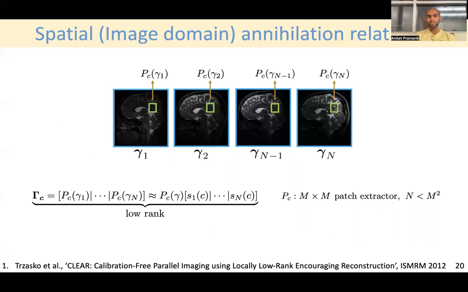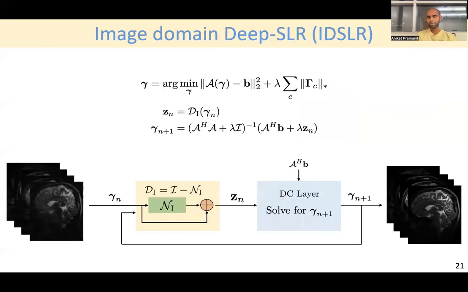So let's look at image domain annihilation relations. Suppose you have n coil images gamma 1 to gamma n, and you are looking at patches centered at C of dimension m by m. So you extract patches, and if you assume the coil sensitivity is smooth in that area, then those patches, when they are stacked together, form a low rank matrix gamma C. There are several such matrices, and we pose the optimization problem as minimizing the sum of those lifted matrices from the patches and also the data consistency term, which enforces data consistency by maintaining the physics of the data acquisition.